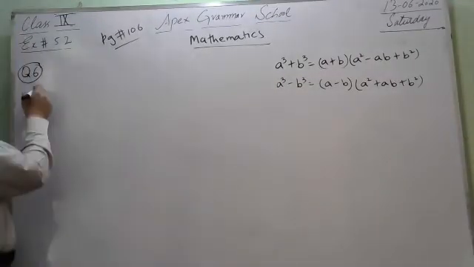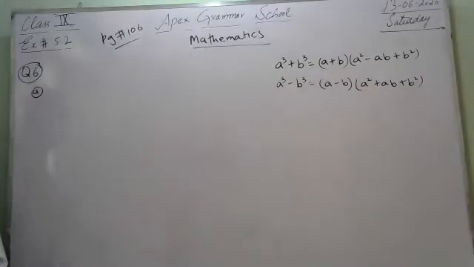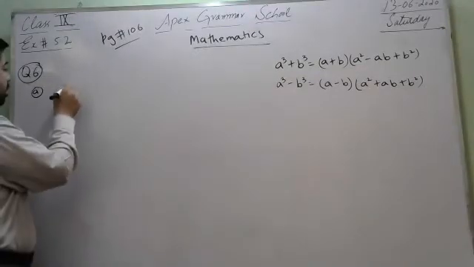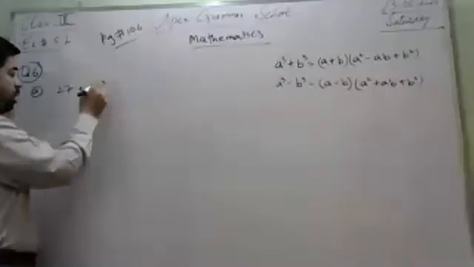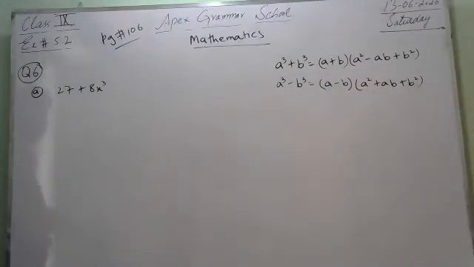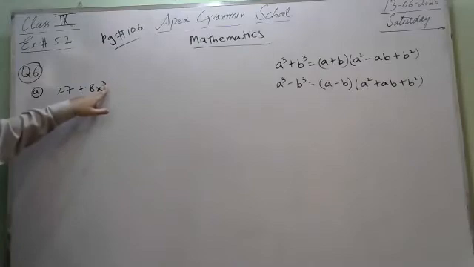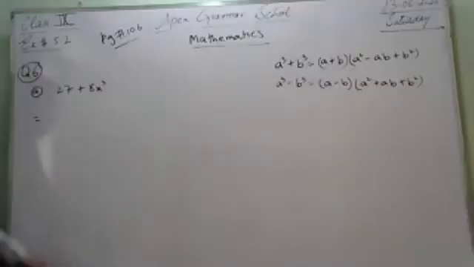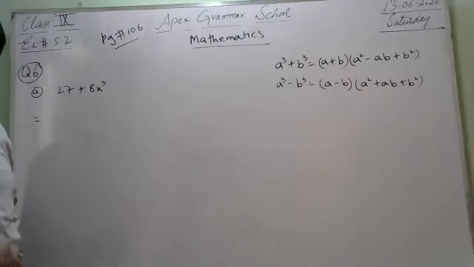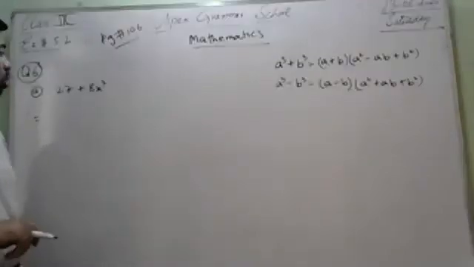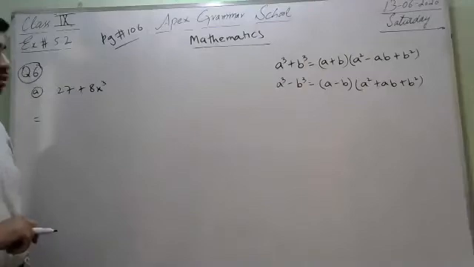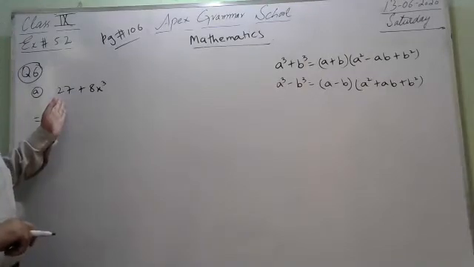We have to factorize it. Part A is 27 plus 8x cubed. Now you have to realize which type of formula is going to be used. You know that this is 8x cubed, so it will be cubic factorization. Is 27 the cube of any number? Yes, you can see that it is 3 cube.